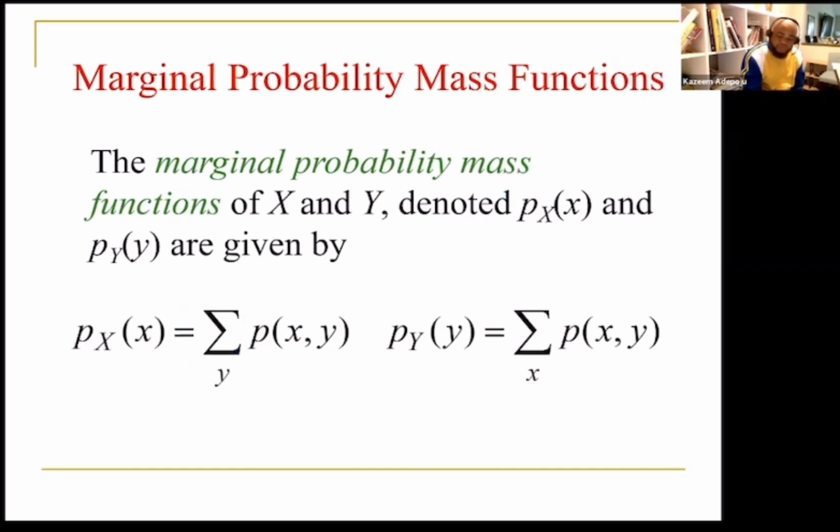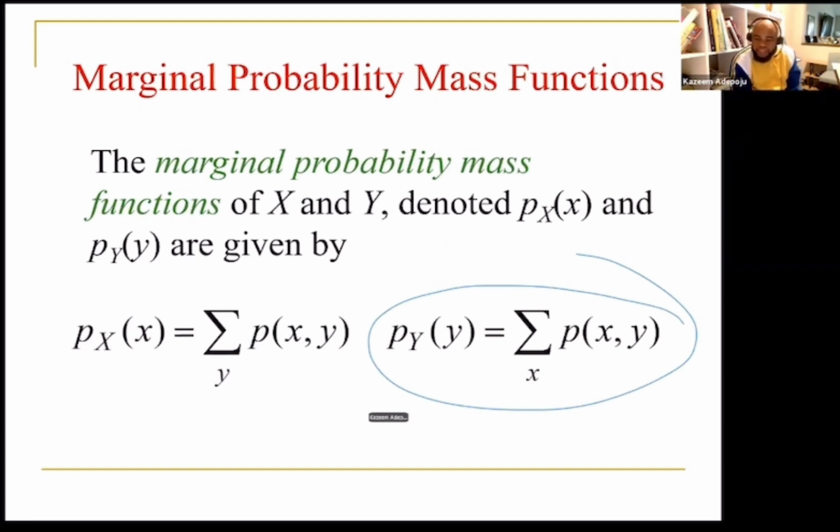Take a look at this one as well. I'm interested in Y now. I'm interested in a function of Y now. So if I'm interested in Y, then it means I'm not interested in X. Then if I want to figure out the function of Y using the statistical architecture of the joint, I'm going to sum the joint over the range of the variable I'm not interested in.